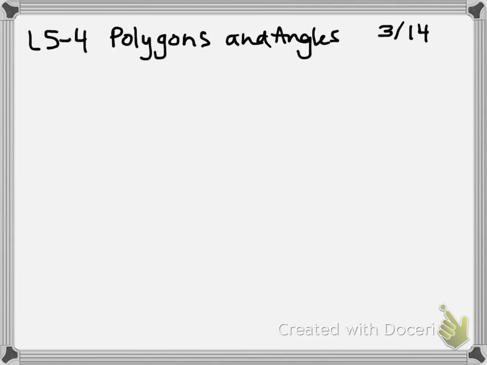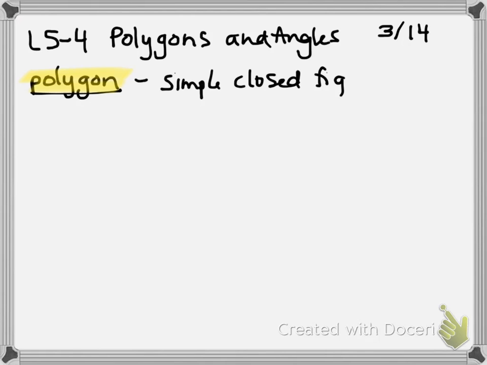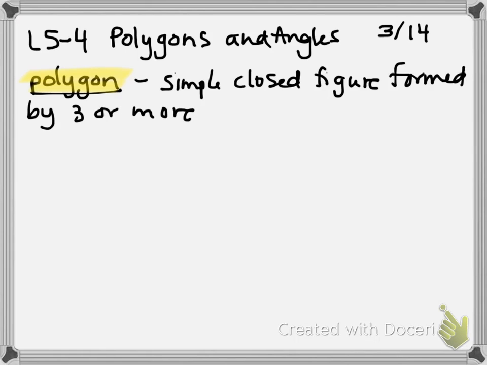Okay, so first off is we have a new vocab word, polygon. So we're going to add that to our notes. This would be a new card you would be making, or on Quizlet, a new definition to add. And a polygon, poly meaning many and gon meaning angles, is a simple closed figure formed by 3 or more line segments. So those line segments would play the role of the sides of your polygon.